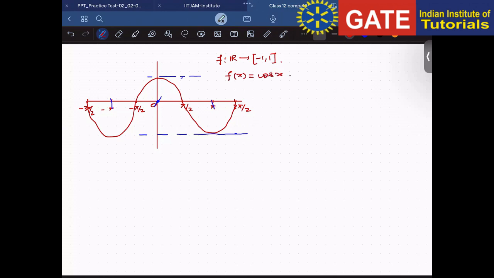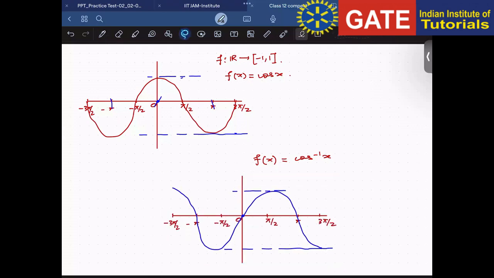Now I need the function f(x) = cos inverse of x. So what should I do now? For the inverse function to exist, it should be bijective, 1-1 and onto. How can I make it 1-1? By restricting its domain. And how can I make it onto? By restricting its codomain. So this is the... Sorry.